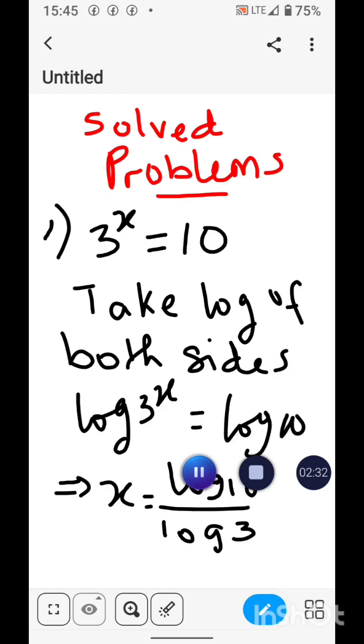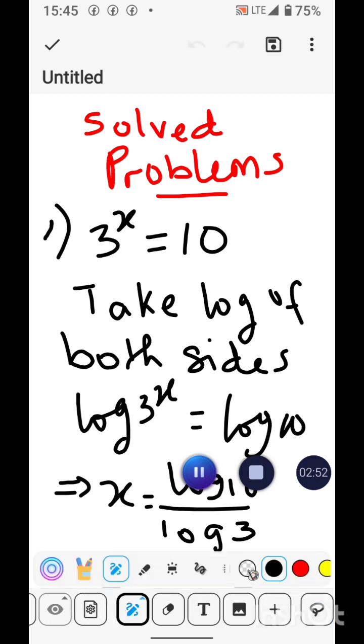Now, I would like us to look at some solved problems that have to do with logarithm. You are asked to solve 3 raised to the power x is equal to 10. This is an index equation, quite alright, which you would have solved using the aspect of indices. But looking at it keenly, you will notice that this 10 cannot be written in index form in terms of 3, right?